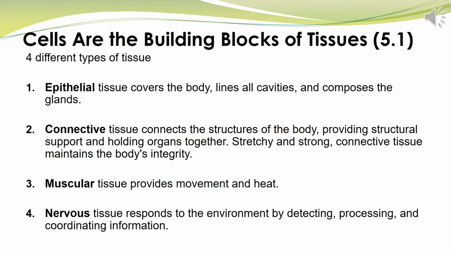Section 5.1, cells are the building blocks of tissues. And here are the 4 different types of tissue. There's epithelial tissue, which covers the body, lines all cavities, and composes the glands. There's the connective tissue, which connects the structures of the body, providing structural support and holding organs together. This tissue is generally stretchy and strong and helps to maintain the body's integrity.